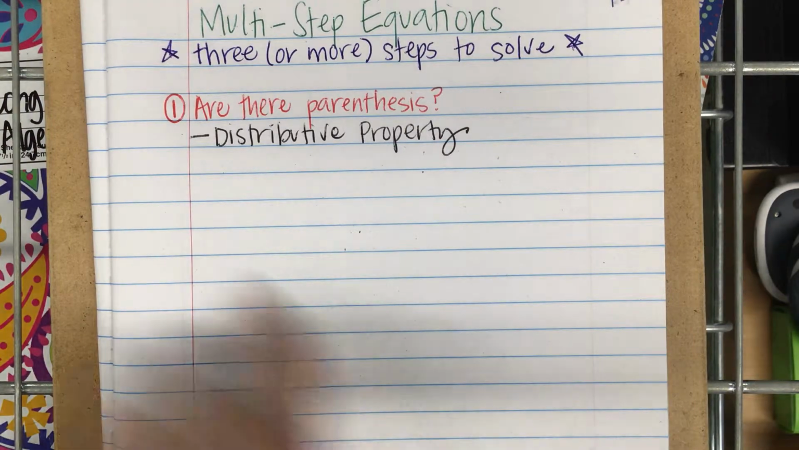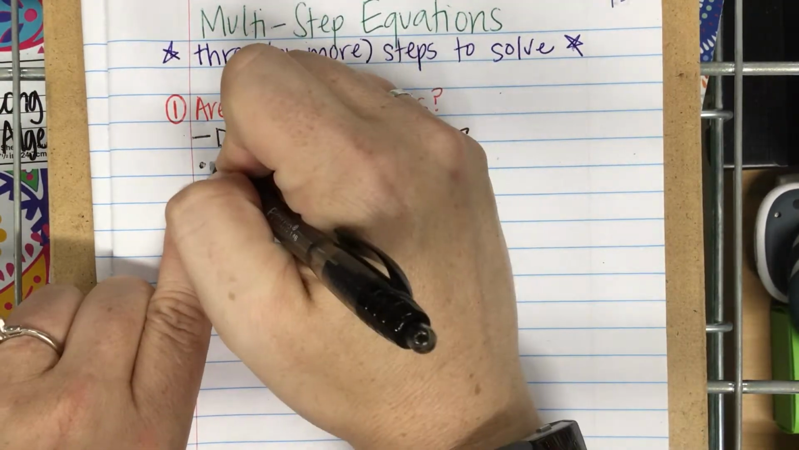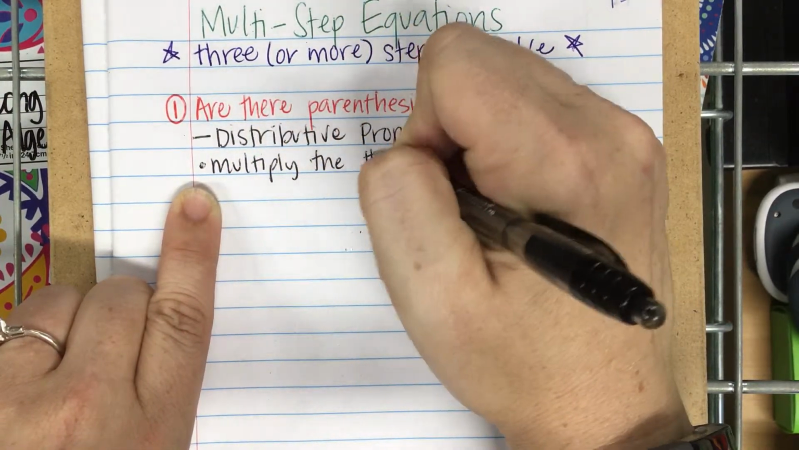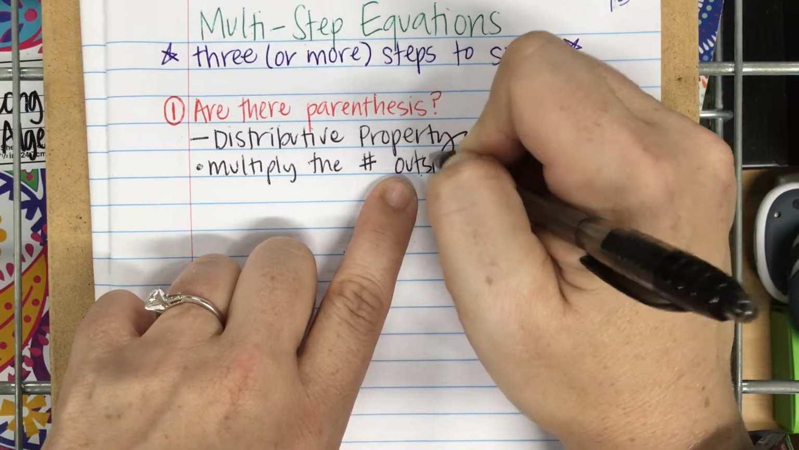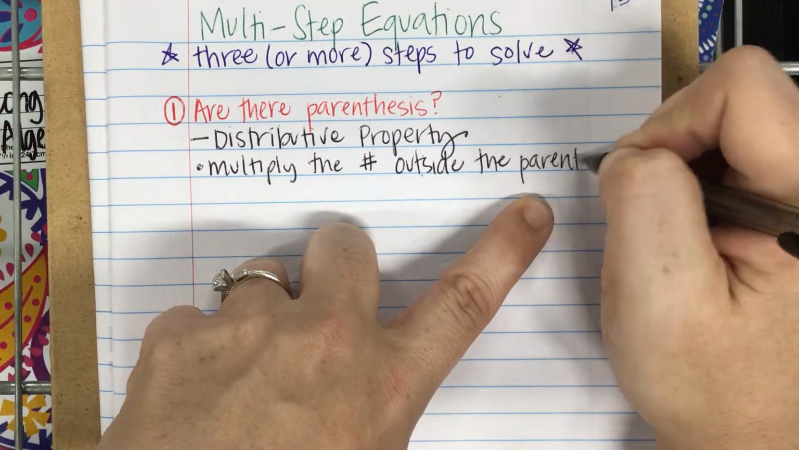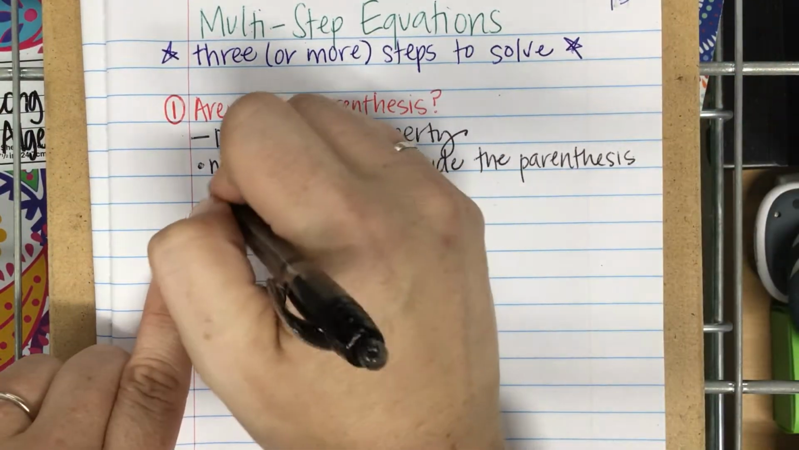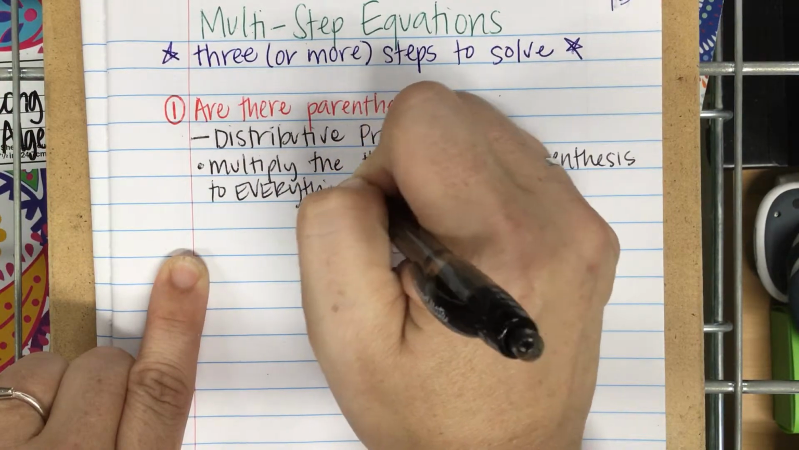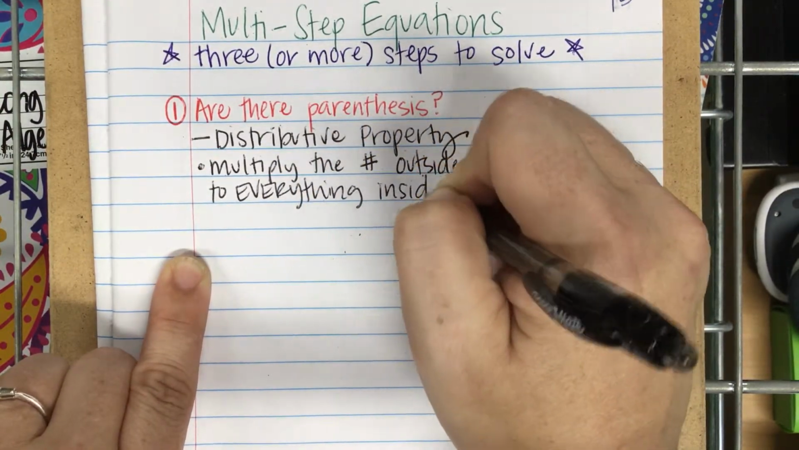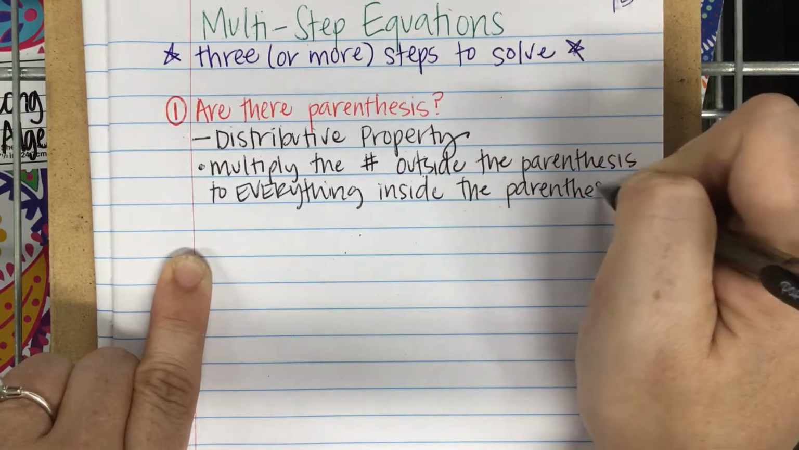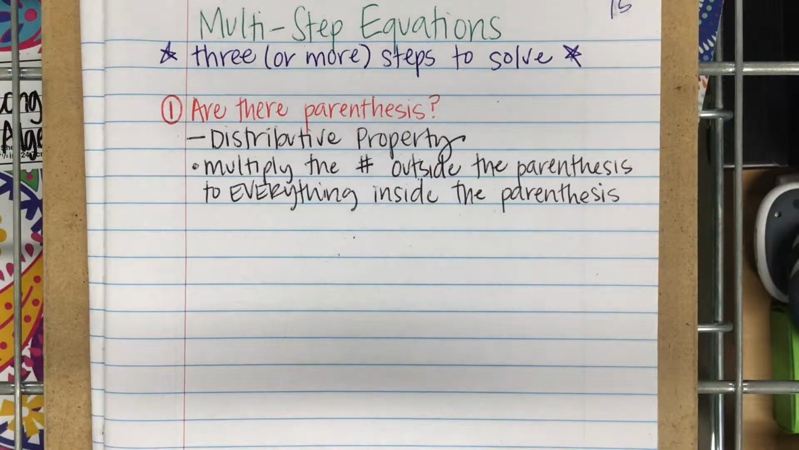So the distributive property is multiply the number outside the parentheses to everything inside the parentheses. Multiply the number outside the parentheses to everything inside the parentheses.